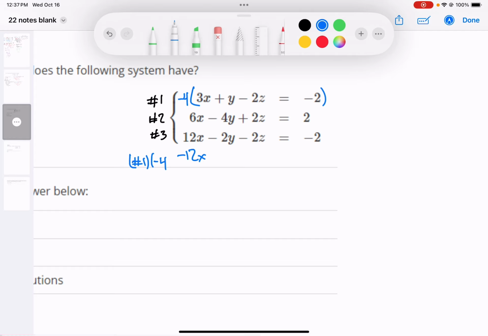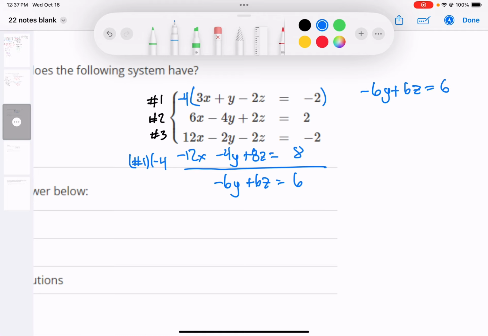I get a -12x minus 4y plus 8z equals +8. Now double check my math here. 4, -4, +8. Okay, so as I combine, I'm going to get the x's cancel out, and I've got -6y, the -2z, positive, so plus 6z, and that's going to equal 6. So I'm going to write this up here. So I got -6y plus 6z equals 6.